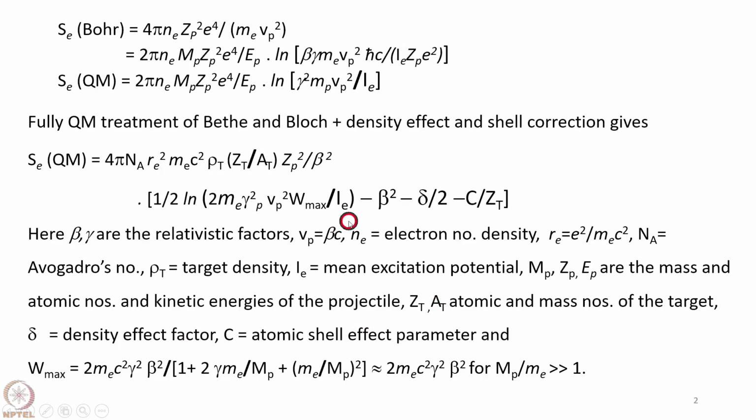There is another parameter here which is W max. This is the maximum energy transfer that is given by this expression, but for cases other than the electron, Me by Mp is very small, so you can neglect these two terms. So it just becomes 2 me c squared times gamma squared beta squared. And again, in the relativistic limit, beta is close to 1, whereas of course for smaller values of velocity, you have to take into account beta squared, and then gamma is almost 1.